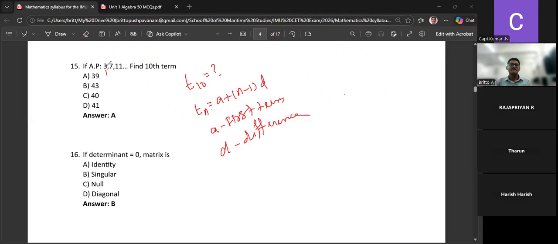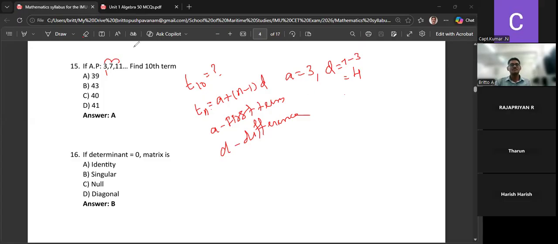So, the first term is the first number here, which is A equal to 3. Then, we have to find the common difference, which is D. D is the difference between any two consecutive terms. So it is 7 minus 3, second term minus first term, which is 4. If you find the third term minus the second term, you should get the same. Then only it is an AP.